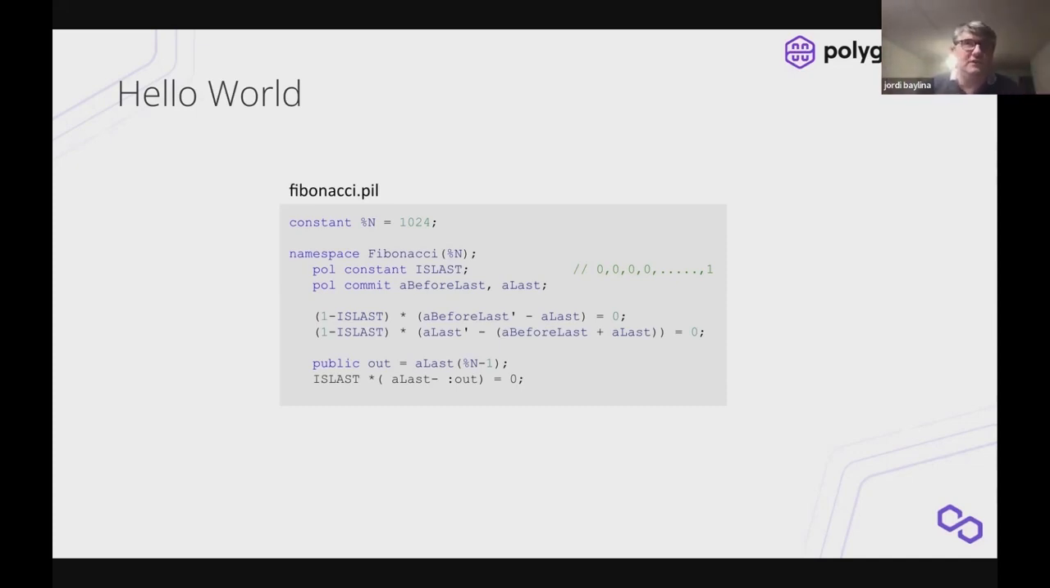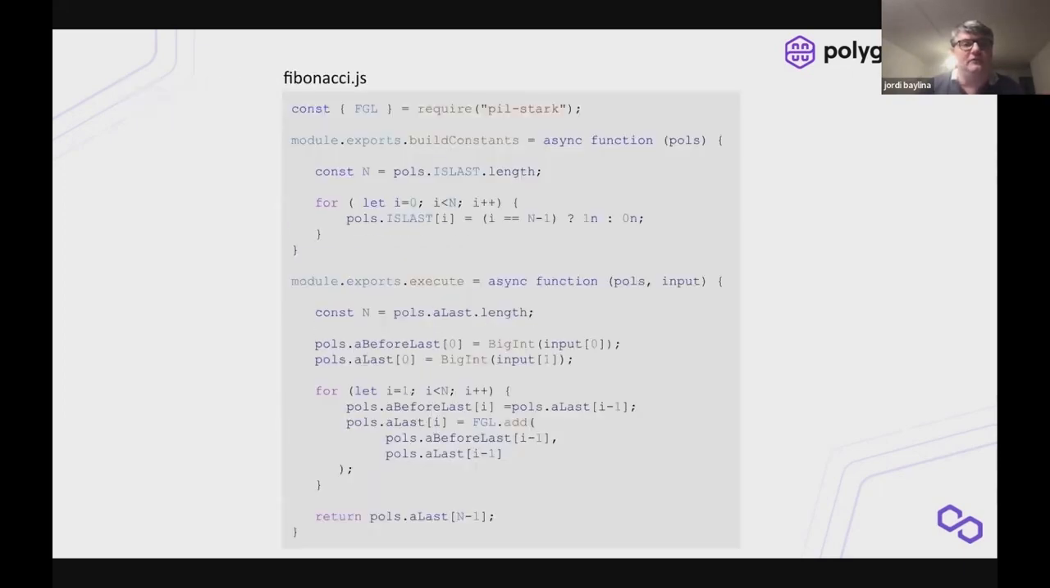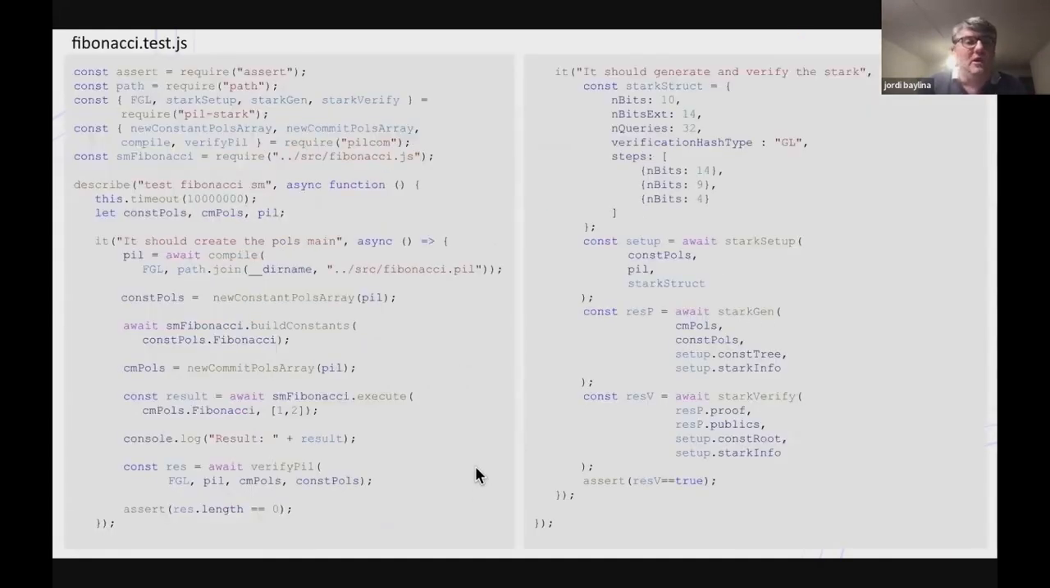Okay, so this is an example. You will go through this tomorrow, but the idea is that you have the build constants. Here you see that this build constant is quite easy. The only thing that you are doing is that last is going to be 0 everywhere except in the last row, where it is 1. So I'm just setting this here, and here I'm executing. Given an input, I just compute the before last and the last for all the steps, and just set this up. And that's it. That's the only thing that I need.